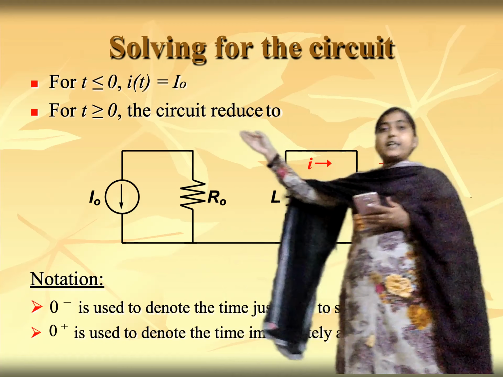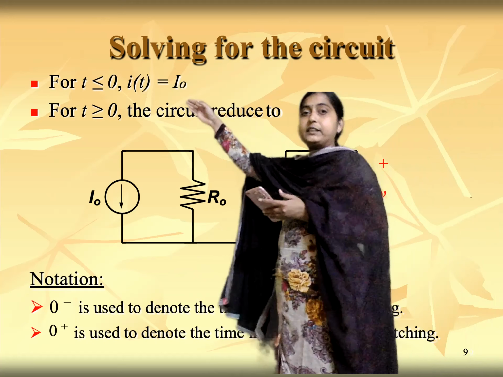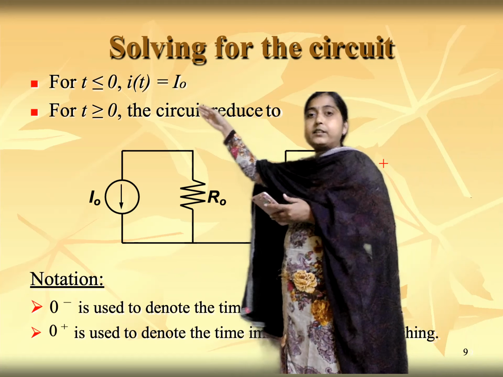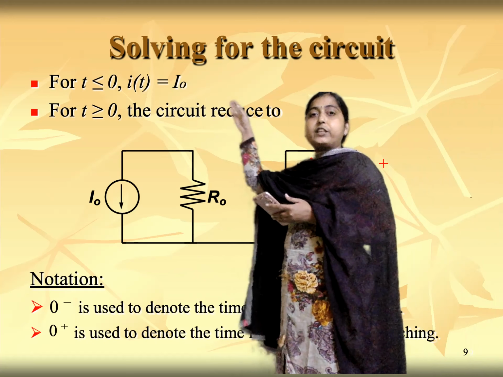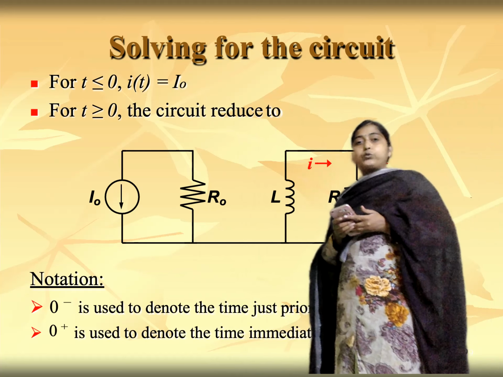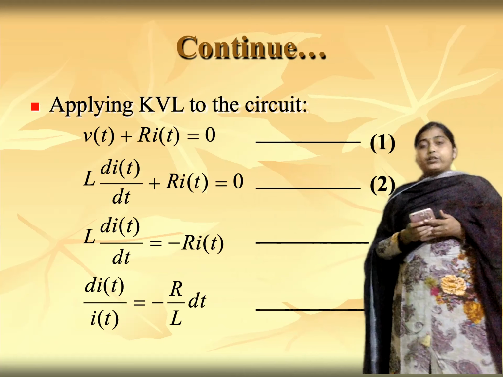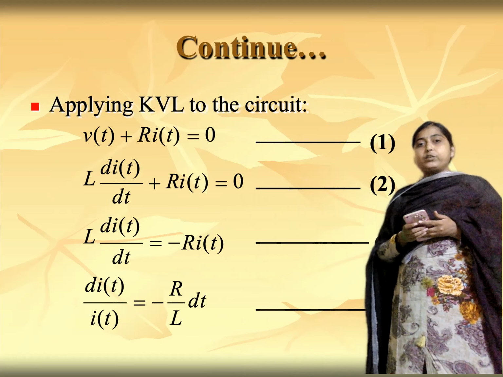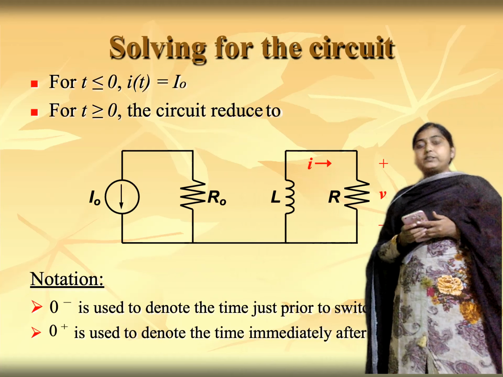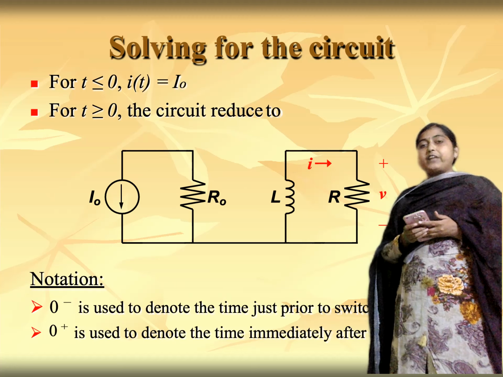Now let us first understand here for t less than or equal to 0, I am considering the initial current flowing through the circuit, which is given by I naught. Now let us see how to solve this circuit, applying KVL to the circuit. If you see the circuit here, I am talking about this particular circuit. The voltage through the circuit is V, and we have a resistor and then an inductor.